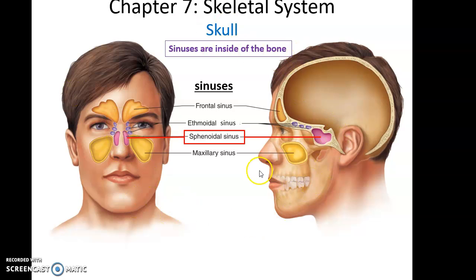So here's just another view. Again, these sinuses are actually inside of bones. We cannot see them unless we cut open those bones. They're there to lighten the weight of the skull by having less bone tissue, to act as a resonance chamber for sound when we speak or sing, and so forth. And they are all connected to the nasal cavity, so they all empty into the nasal cavity.